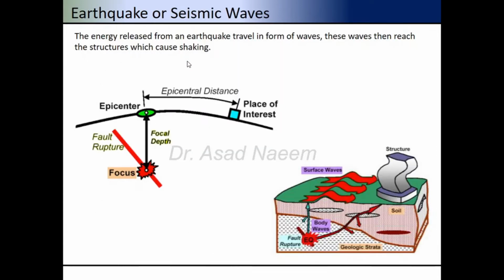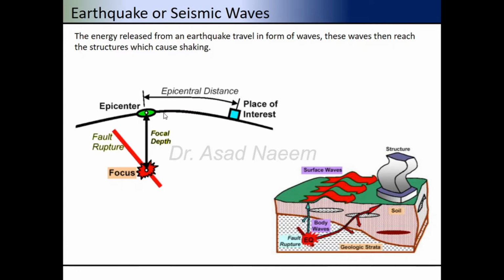The energy released from an earthquake travels in the form of different waves. These waves then reach the structure, which causes the shaking. Let us discuss different terms of earthquake. Focus or hypocenter. It is a point in the earth's crust where the earthquake originates. This is called the focus or hypocenter. Epicenter. The epicenter is the point on the earth's surface directly above the hypocenter or focus.